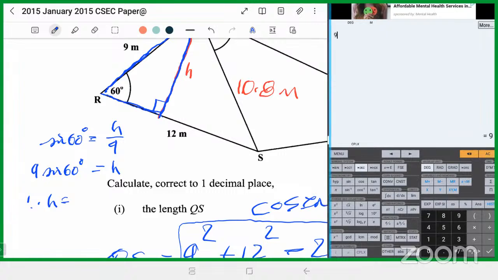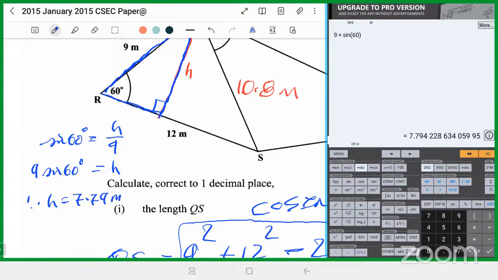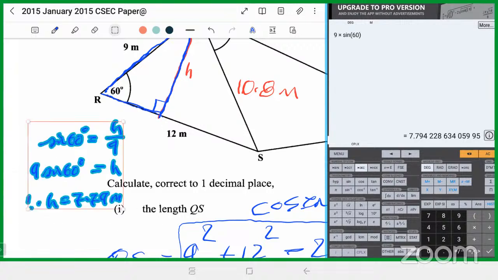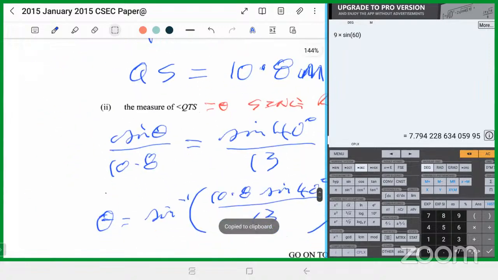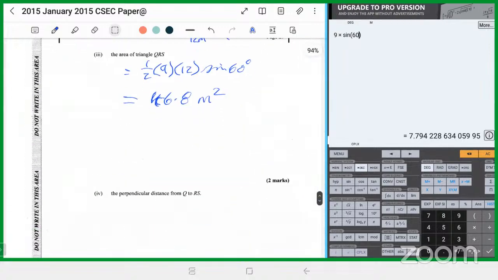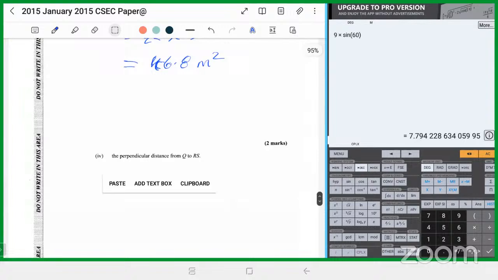Let's see, 9 times the sine of 60. And that will be 7.79. 7.79 meters, that's what I'm getting. Let's copy this down and present this as an answer. Anybody got that? Anybody did it and got that? Yes, sir. You got it? Beautiful. All right, let me show you another way though.